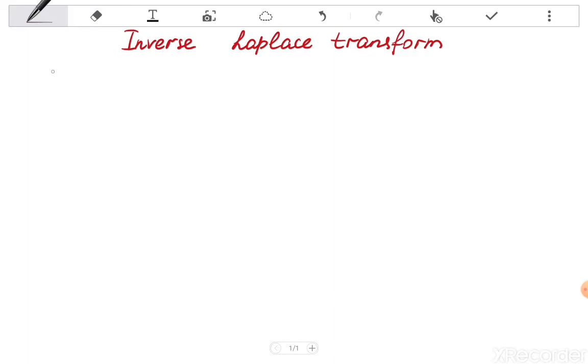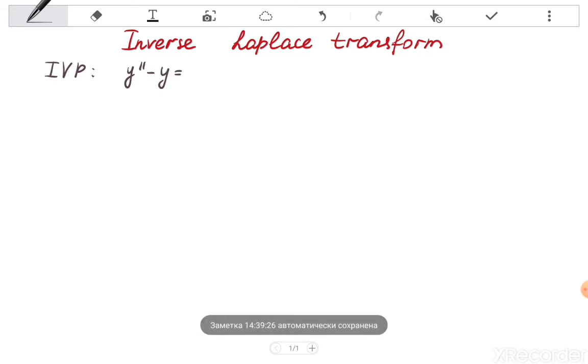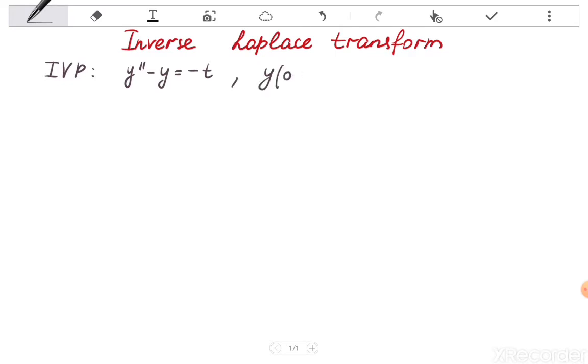Consider the following initial value problem. This is the equation: y second derivative minus y equals minus t, together with initial values. Let's see how we can solve it using Laplace transform. The first thing, we apply Laplace transform to both sides of the equation.